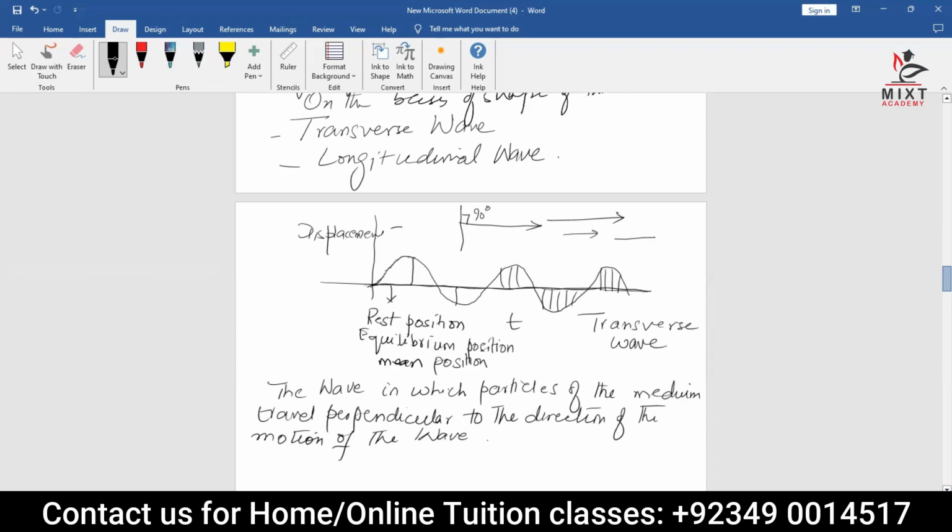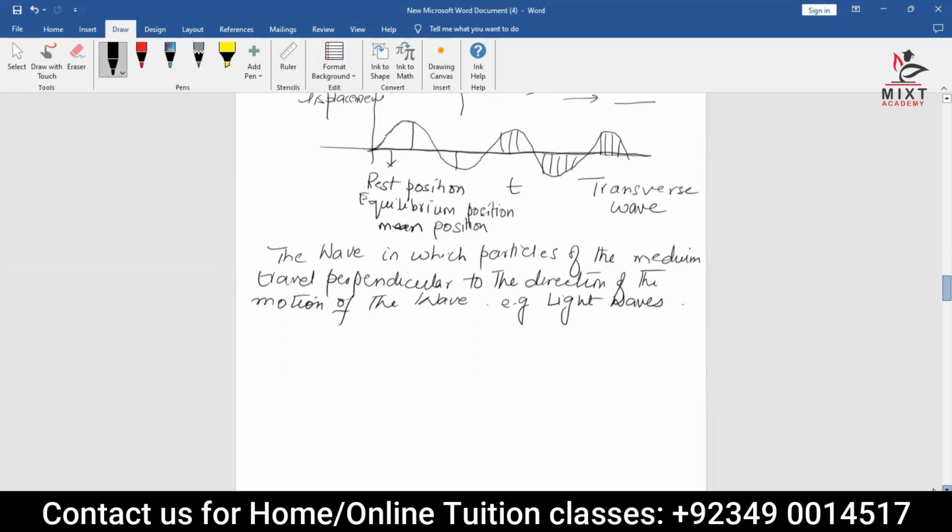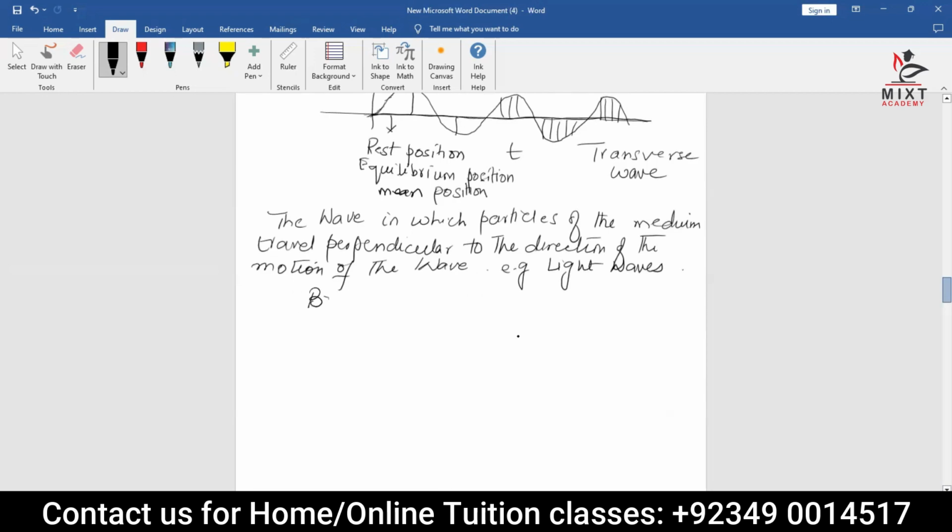The best example for the transfer wave is light waves. Light waves are transfer waves. Okay. So these are your transfer waves. Even though they are electromagnetic, they are transfer waves. Now, to understand these waves and everything, we need to know some of the properties of the waves, or you can say some special terms which are in our course. Now, what are those terms? The basic terms related to the waves.